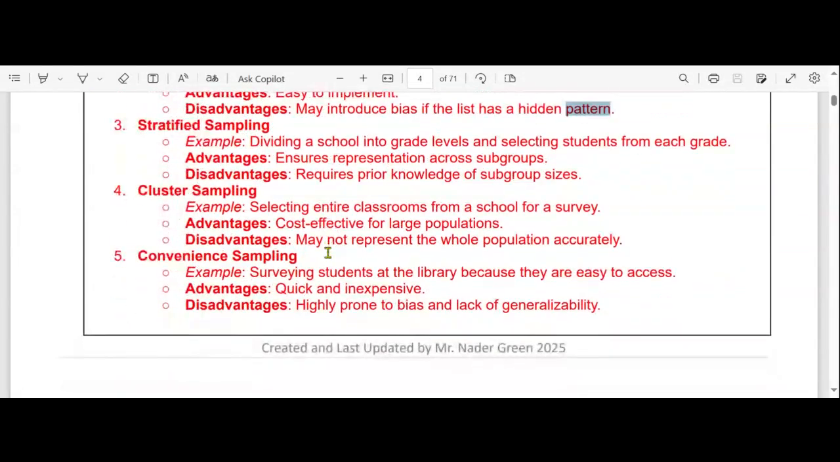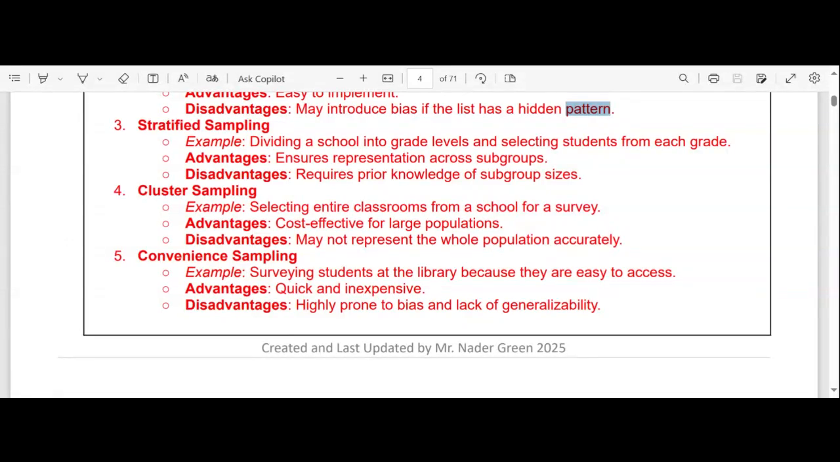If the list has a hidden pattern. The third type is called stratified sampling. What's stratified? It means divide the school into grade levels and select students from each grade. For example, here we have first freshmen, then sophomore, then junior, and then senior. So I can divide BMU students into 4 categories, okay? And then select students from each category or from each level, okay? Maybe I choose one from each.